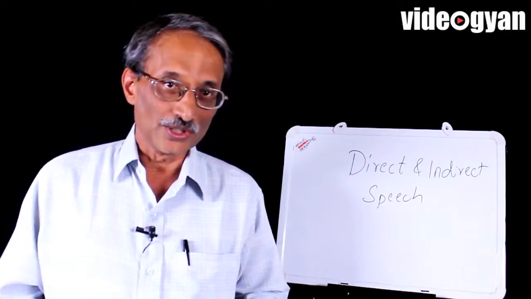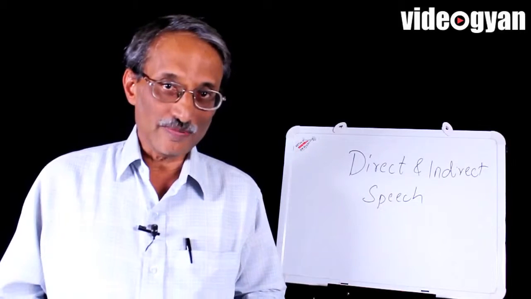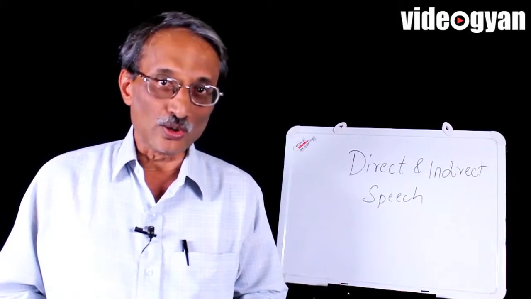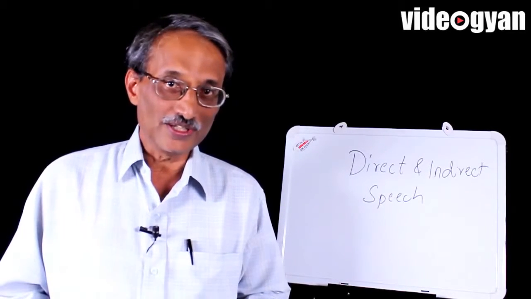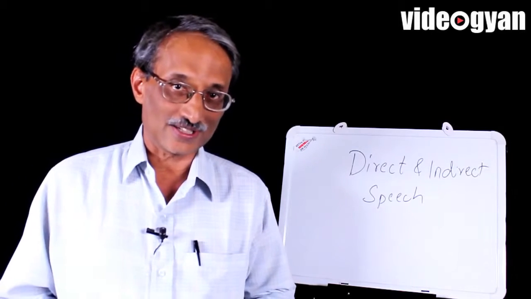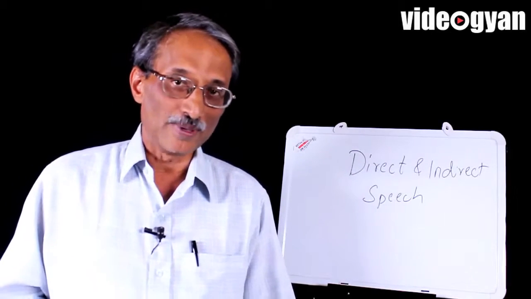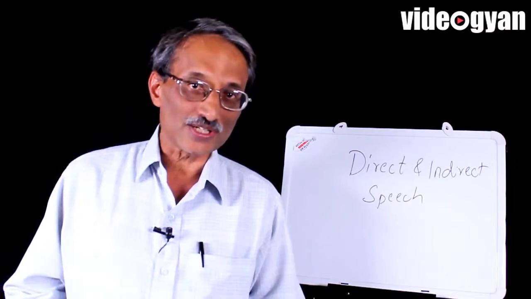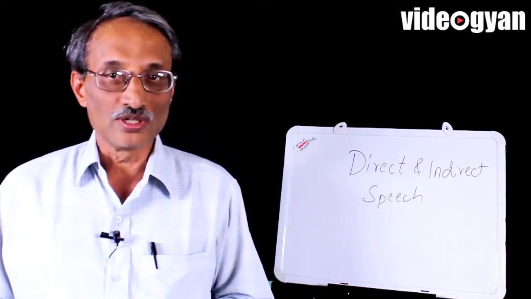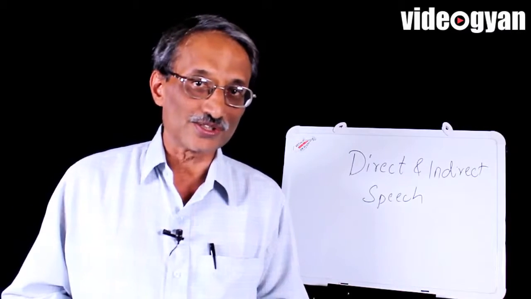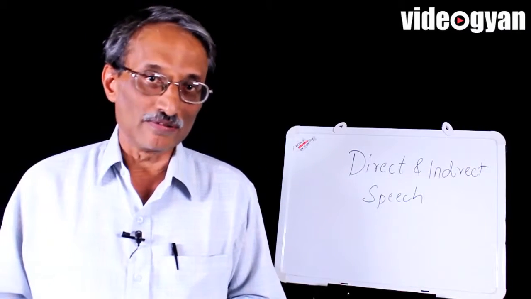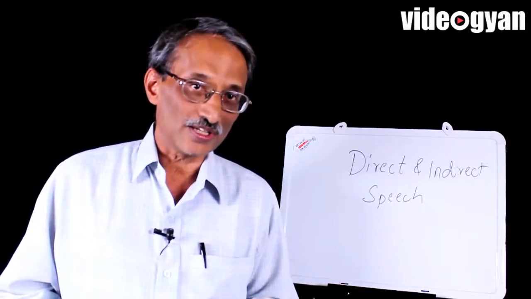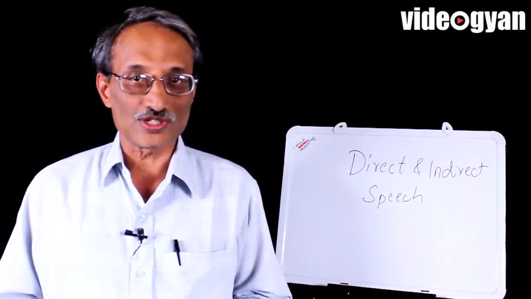Number one is you remove the comma, you remove the quotes. Normally you introduce another word, that, but that is optional. But the important thing to note here is that simple present becomes simple past when you convert direct into indirect. Now, in present continuous tense, it becomes past continuous tense.